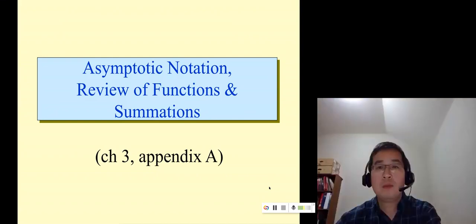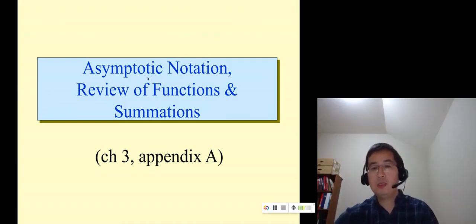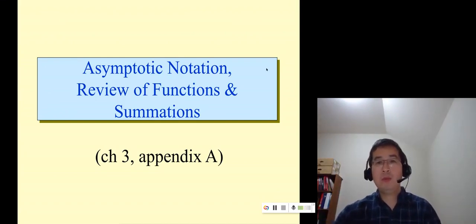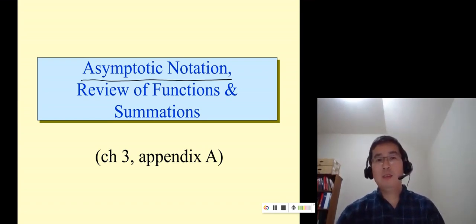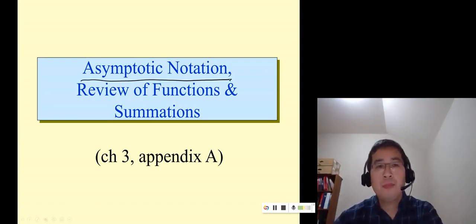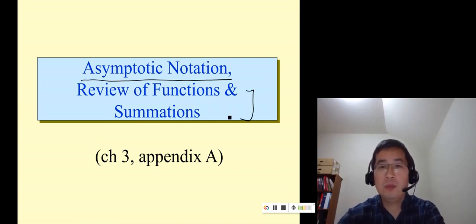Hello everyone, let's continue with chapter 3. This is about the asymptotic notation. We have mentioned this one when we talked about the introduction. This is just new content which will be used for the complexity analysis. And then we have another one called review of functions and summations. The reason is that we want to deal with the recurrence relationship.